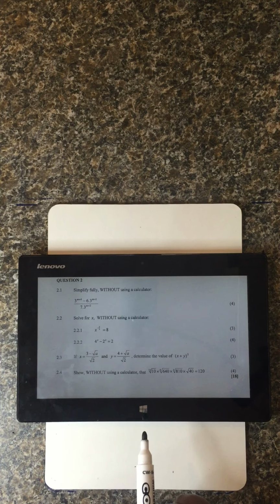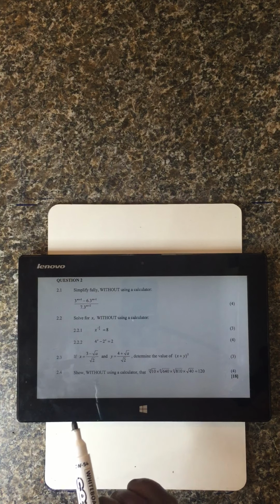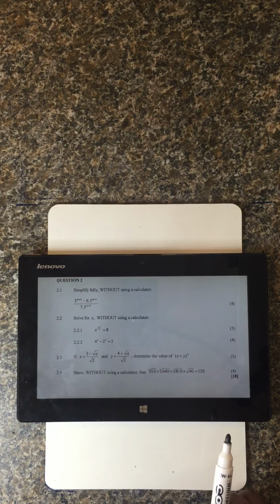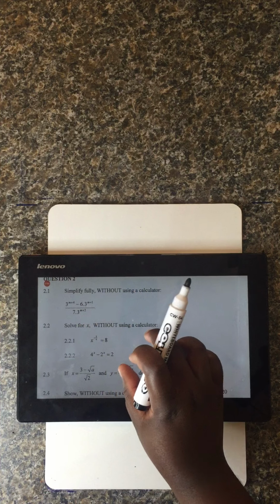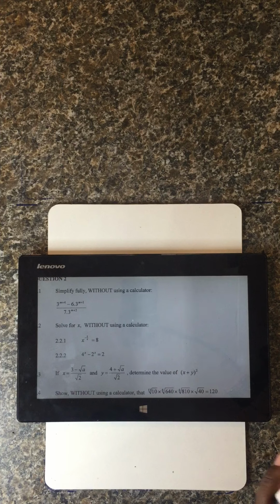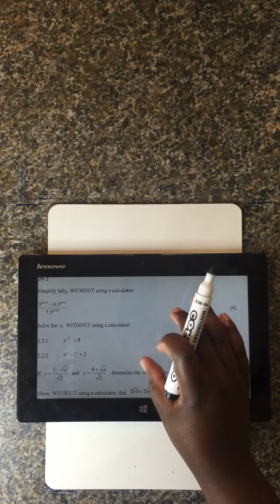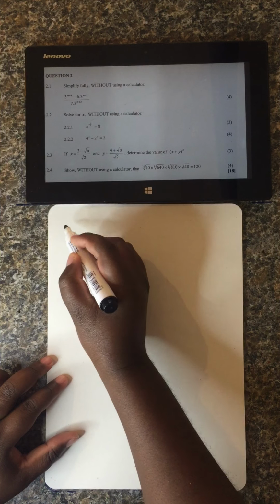Okay, and most importantly guys, we simplify fully without using a calculator, but I'm going to show you some tricks in which you can get away with this type of questions by using a calculator. Okay, so you only use a calculator to shorten the time you spend on each and every question, not necessarily using the calculator to answer the question. Okay, so ladies and gentlemen, our first question, 2.1, they say simplify fully without using a calculator, and this question is allocated 4 marks. Okay, so just write down that information and I hope you can clearly see.